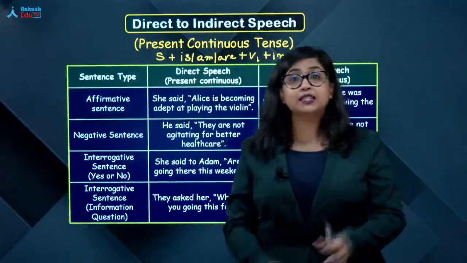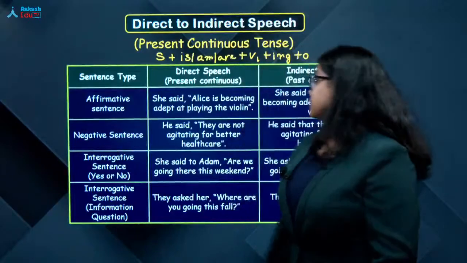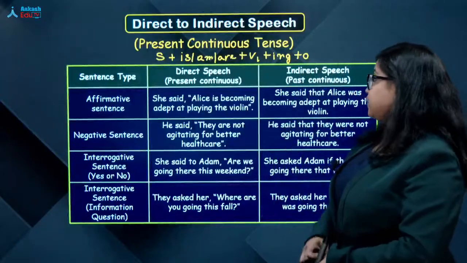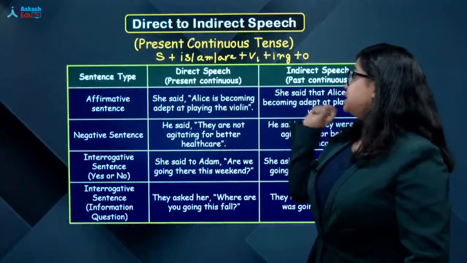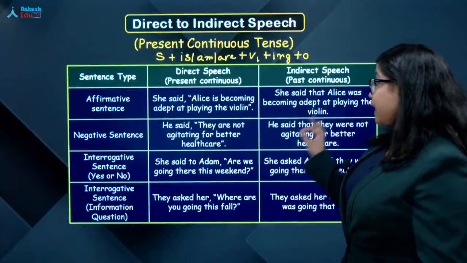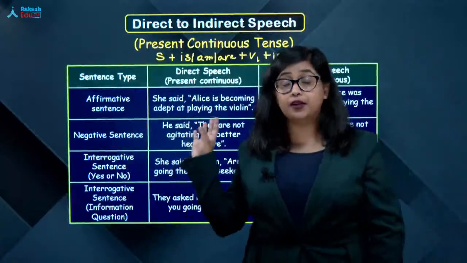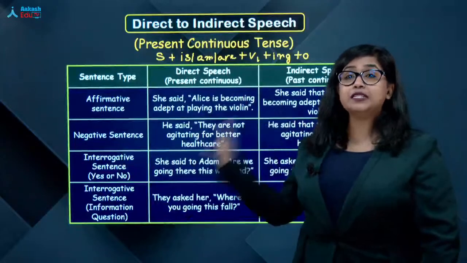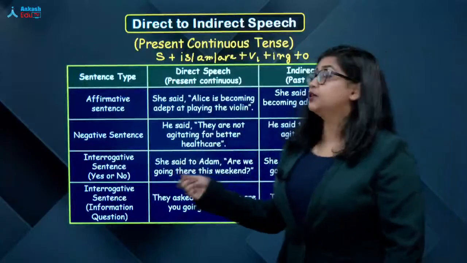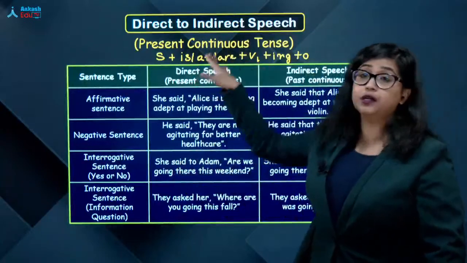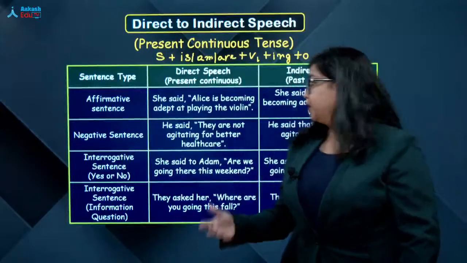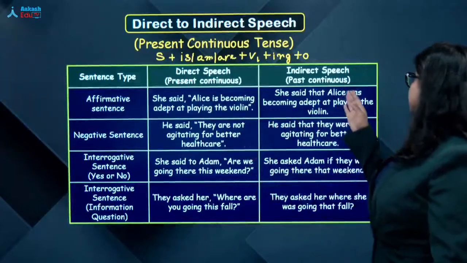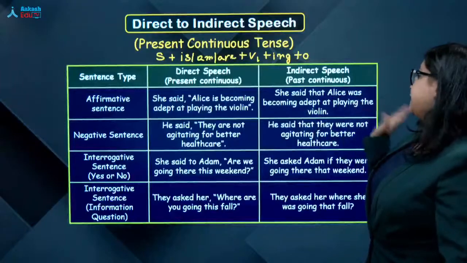Now, let us look at the different types of sentences. So, the first type of sentence is your affirmative sentence, which is also known as your positive sentence. Alright. So, here you can see, she said, Alice is becoming adept at playing the violin. Whenever you have a present continuous sentence in the direct speech, please remember that the present continuous changes into past continuous. That is, instead of is, am, are over here, you will be using was, were. So, she said Alice is becoming adept at playing the violin will now become, she said that Alice was becoming adept at playing the violin.